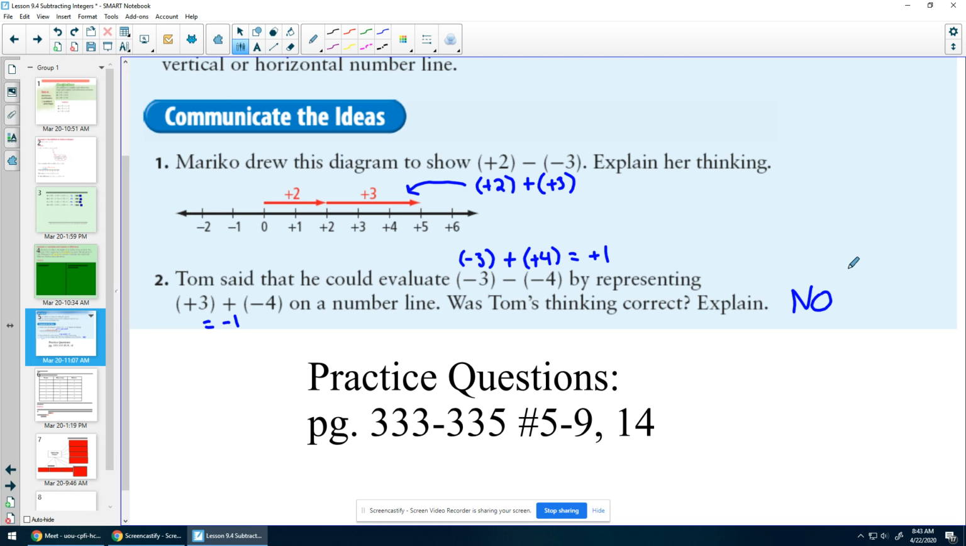Okay, so that's it for this lesson. These are the practice questions that I want you to do, page 333 to 335, questions 5 to 9, and 14. You have until Thursday at 3 p.m. to finish these questions and turn them in to me on Google Classroom. The next couple of slides are just a challenge question and some more information, so keep tuning in to check those out.